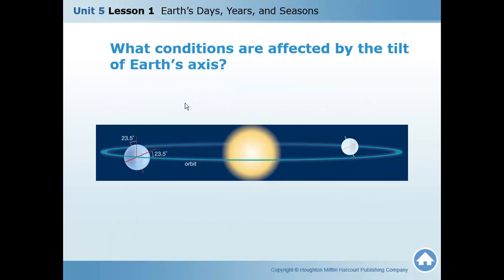What conditions are affected by the tilt of Earth's axis? Well, I want you to look right here. You are in the northern hemisphere, so you're up here. During this period, when the Earth is in this location around the sun, you can see that the northern hemisphere is tilted more towards the sun. This is a picture of the northern hemisphere experiencing summer. Okay? Now come over here. Here's the tilt. See the red? That's the axis. Now we're in the northern hemisphere.